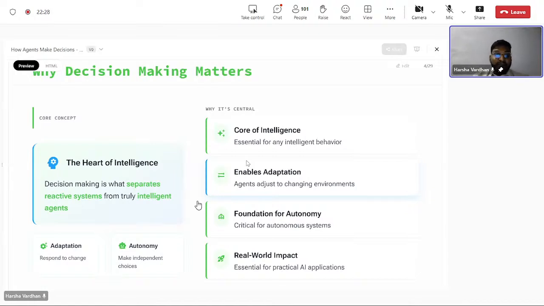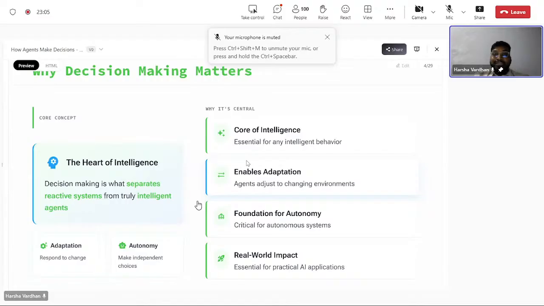But when it comes to AI agents, decision making is the heart of intelligence. Decision making is what separates reactive systems from truly intelligent agents. When I say reactive systems, I'm talking about ChatGPT or any chatbot out there. It only reacts to a prompt. Whenever we give an input prompt, it takes that input and, based on that input, gives you an answer. But it does not act on intelligence. All the outputs that a chatbot or any GPT would give you are based on the training data or the knowledge base that it has. It does not think out of that box.